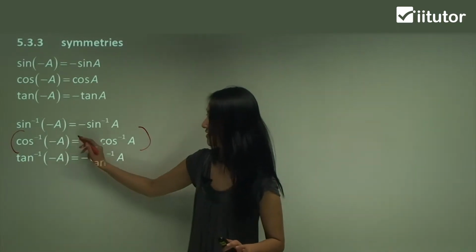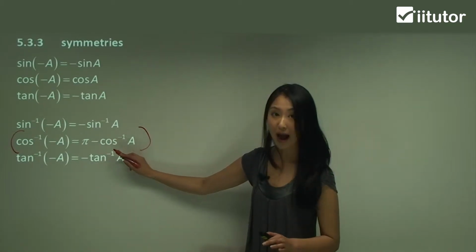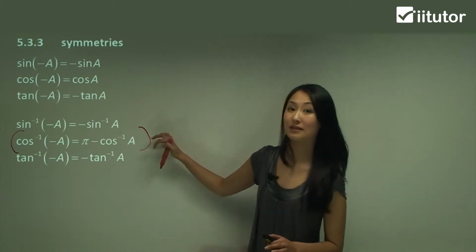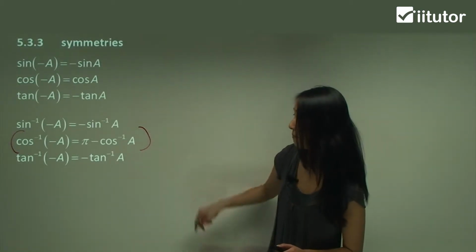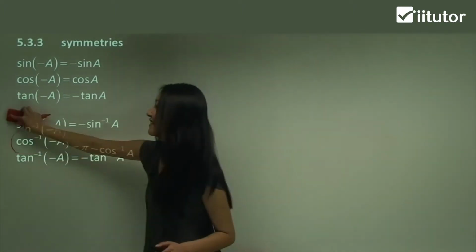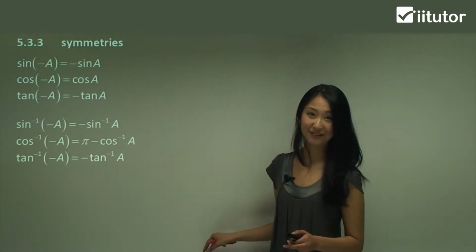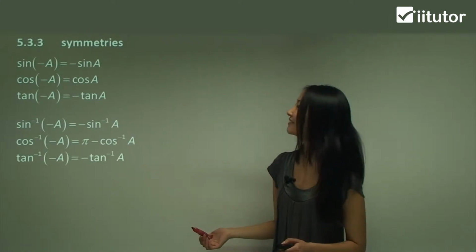That inverse cosine of negative a equals pi minus inverse cosine of a, okay? So this is once again the odd one out. So just be really careful. This is going to be pi minus inverse cosine of a. All right, so I think that's quite easy to remember because for both of them, cos is the one that we need to be careful of. All right, let's work with these symmetries with inverse functions now.